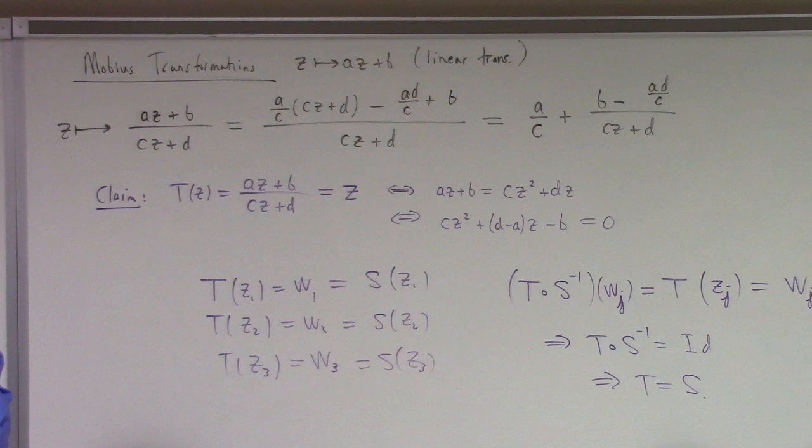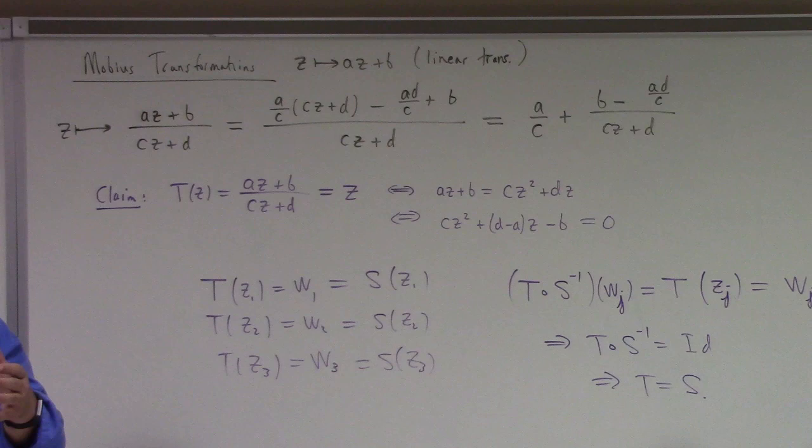This idea leads to something called the cross ratio, which gives us a simple prescription to calculate a Mobius transformation that maps a given 3 points to a given 3 points in an orderly fashion. You can just write down the formula.